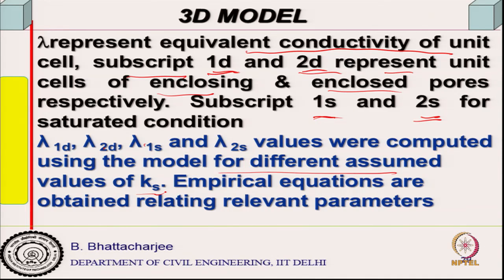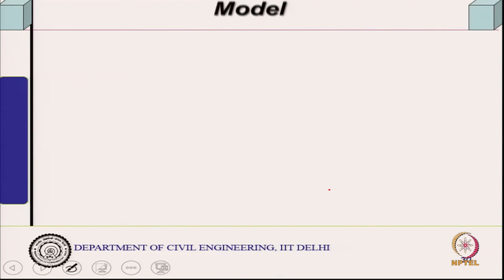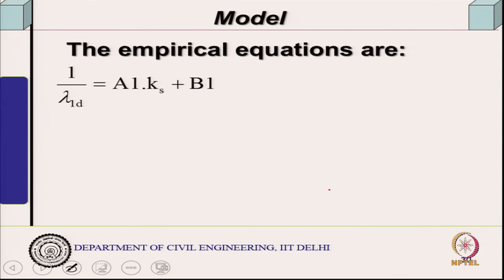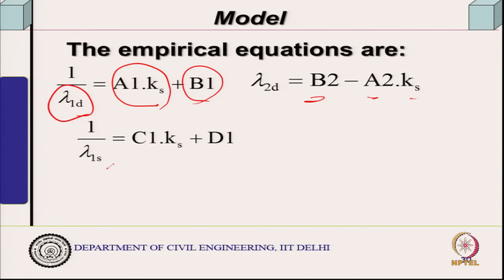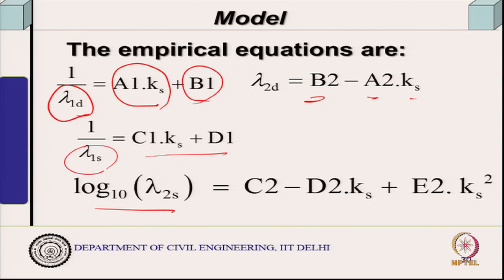Air has got constant conductivity, but solids have got different conductivities. So, therefore, from this model solution one can generate what are called empirical equations relating relevant parameters. These empirical equations are something of this kind: lambda 1D, the dry condition, is some constant A1 into Ks plus B1, and lambda 2D is some constant A2 into Ks, and the saturated condition is something like this. Now, this is used by a lot of people.